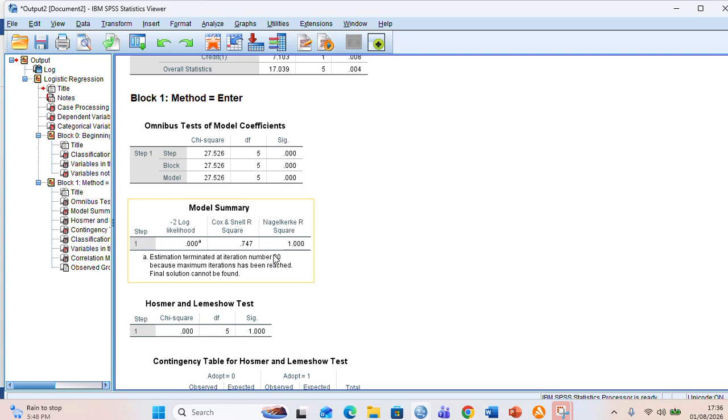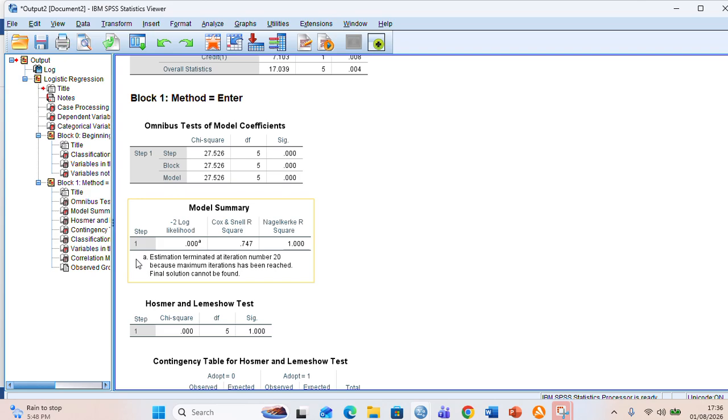You look at the likelihood, which indicates perfect fit because it is less than 0.05. And then we have also the Cox and Snell. You need also to write something about it. So how do you write it? You need to write like this.